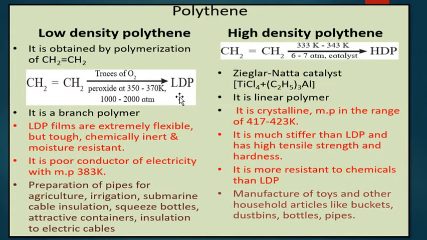Preparation of pipes for agriculture, irrigation, submarine cable insulation, squeeze bottles, attractive containers, and insulation for electric cables. These are all the uses of LDP, or low density polythene.